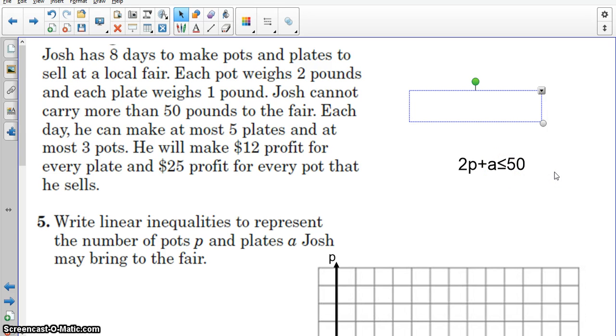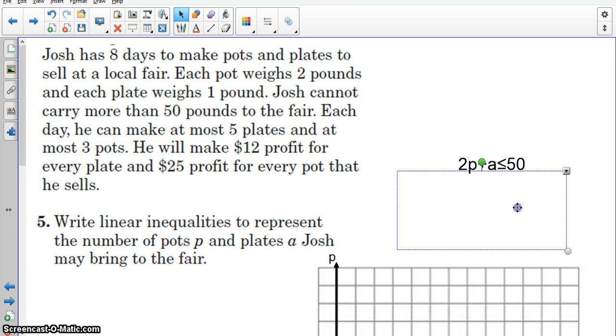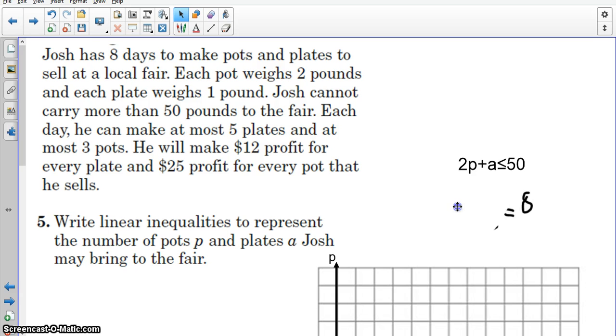The harder one to figure out is the other one. All right. So he has 8 total days to make pots and plates. Let's see if I can move this out of the way a little bit. Something's less than or equal to 8. Apologize for my handwriting. I left something I needed for writing with, and so I'm trying to write with the mouse, and it's difficult. Anyway, something is less than or equal to 8. Now, what is it? It's the amount of time that he has, that he has 8 days.